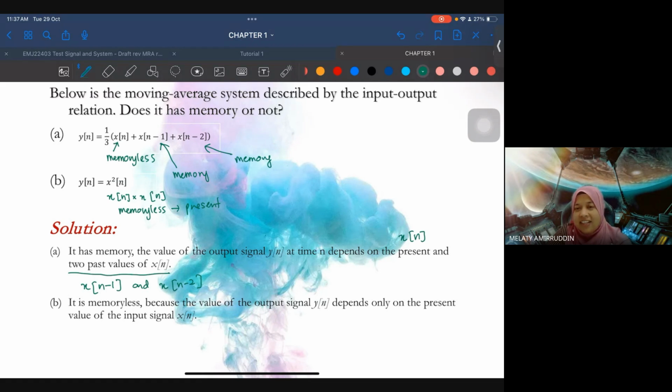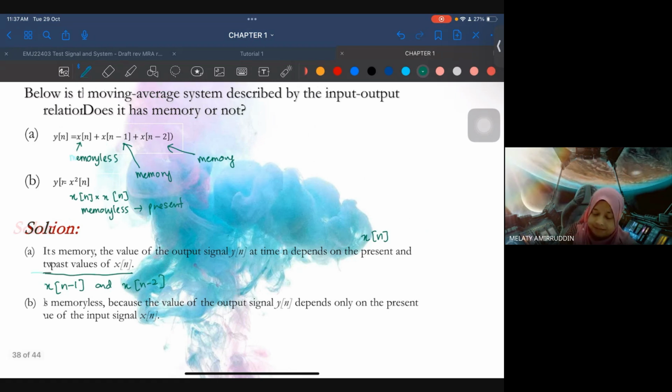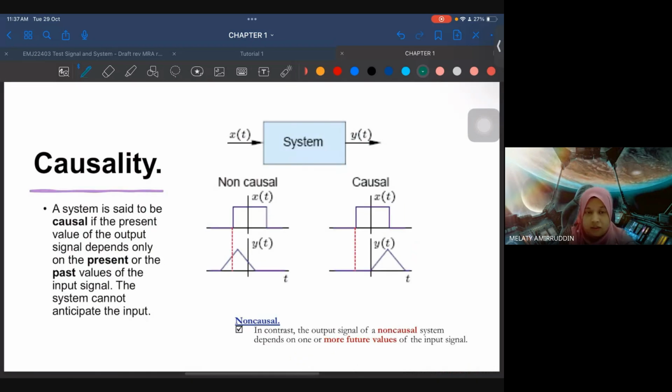Okay. So, do you have any questions regarding this memory and memoryless system? Okay, next is causality. Okay, this is number 3. You must study this one, okay? Causality.